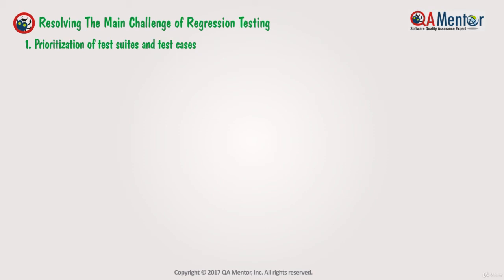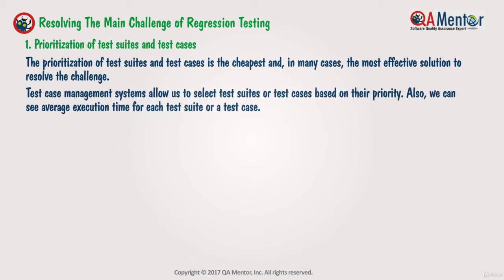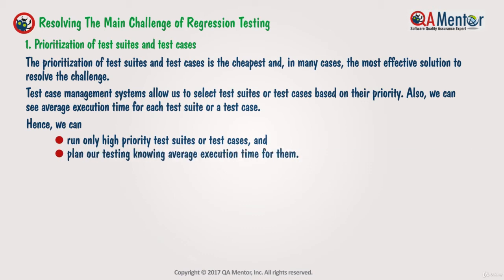1. Prioritization of test suites and test cases. The prioritization of test suites and test cases is the cheapest and, in many cases, the most effective solution to resolve the challenge. Test case management systems allow us to select test suites or test cases based on their priority. Also, we can see average execution time for each test suite or test case. Hence, we can run only high-priority test suites or test cases and plan our testing knowing average execution time for them. By the way, we can use the verbs run and execute interchangeably.